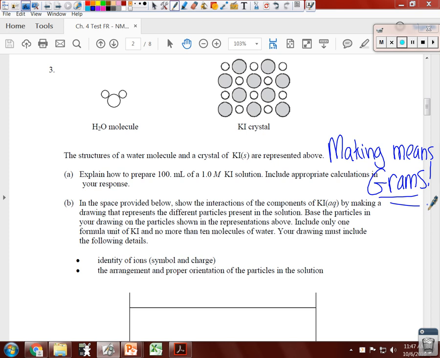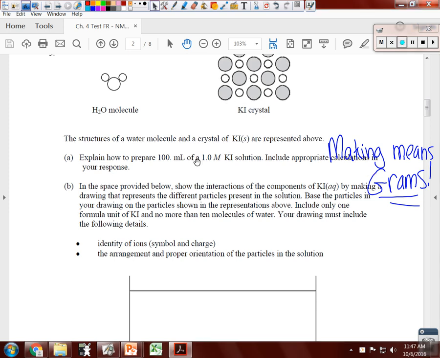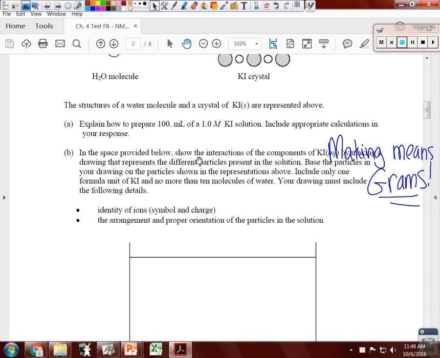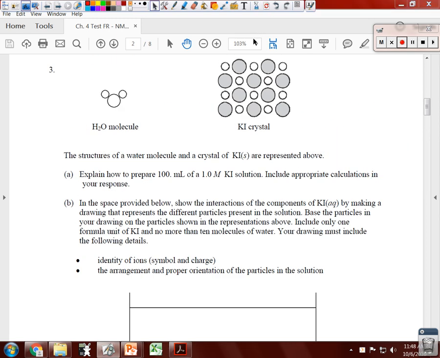And then the most crucial and critical part is the very last sentence: you need to tell me what you just made. This would produce a what? 100 milliliters of a 1.0 molar KI solution. That needs to be your final sentence. Does that make sense? Okay, we're good. So part A is all on your own. Yes, sir. No, you only use that in the very first part.